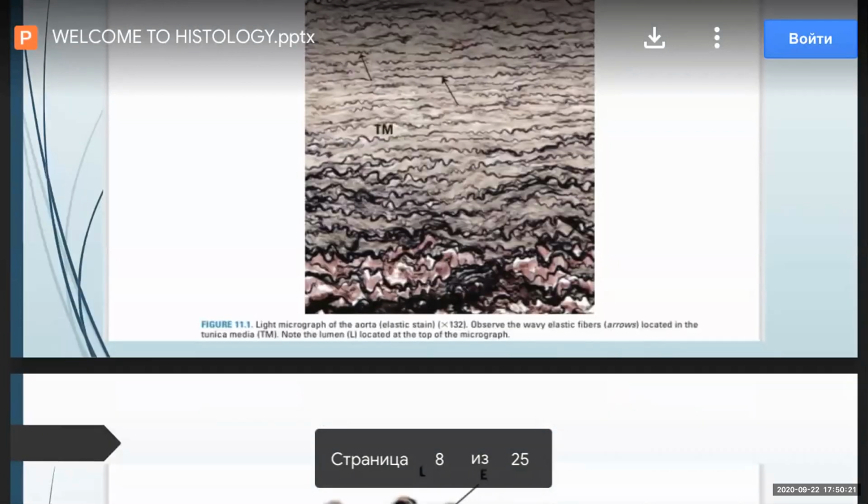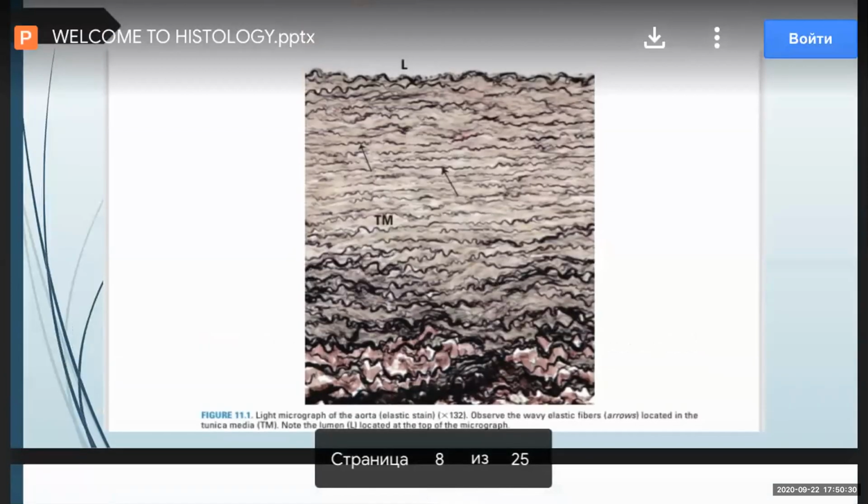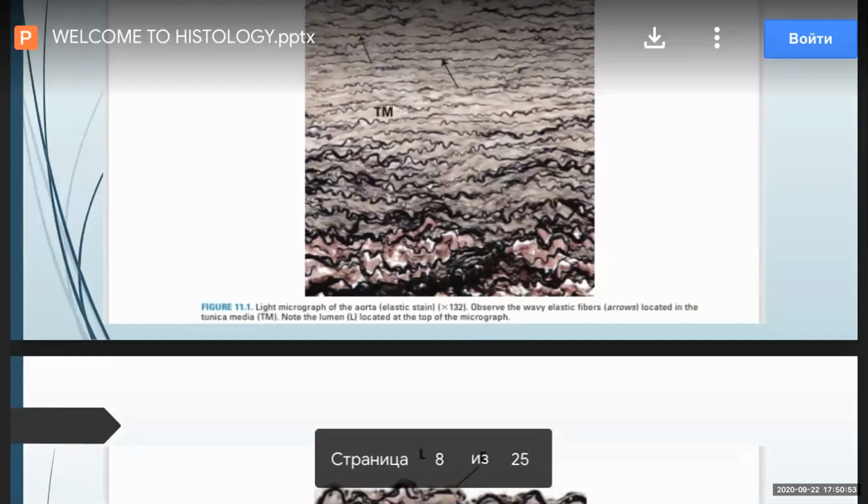We can see here where the lumen is located, where the tunica media is located. Of course, the lumen is on the outside. If there is a picture and you don't know what it is, you can always find the lumen. Yes, it will be outside of the cell or tissue, and then the tunica media.